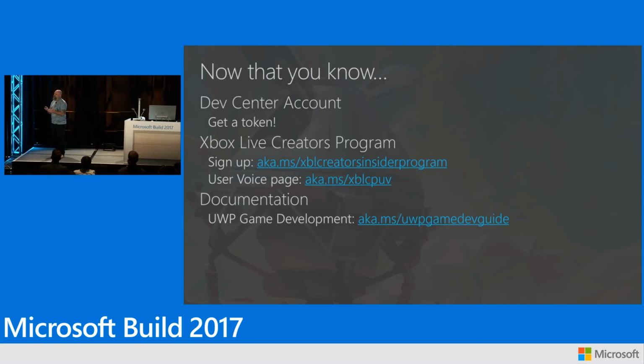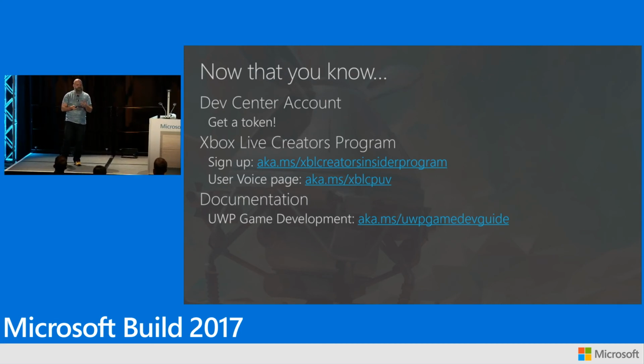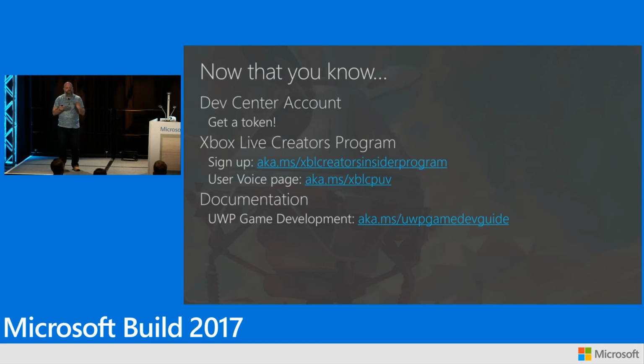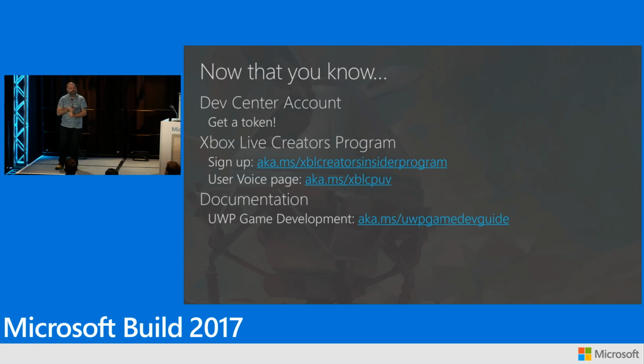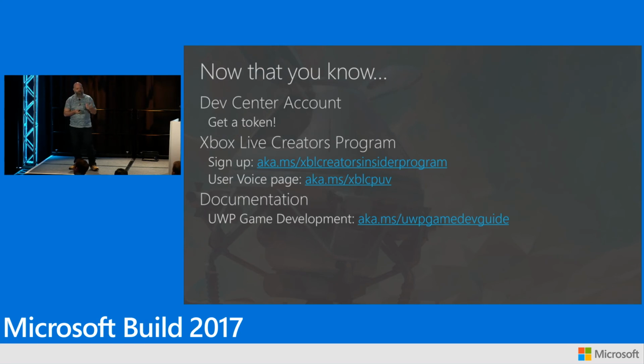I want to highlight a couple of things before we finish up, and it looks like we may have a couple of minutes for questions as well that you can come up and ask us afterwards. But number one, get a Dev Center account. If you don't have one already, we're actually giving away tokens at the Dev Center kiosk in the expert zone. So swing by there. They've told me it's totally okay for me to plug them. You should go grab one and get a free Dev Center account. And that's the only thing you need to have to be able to publish UWP games on Xbox and Windows.